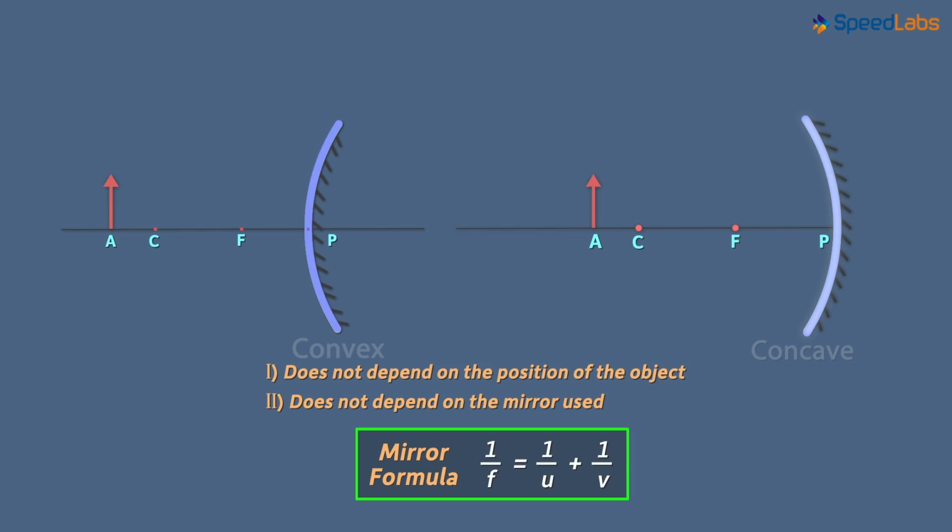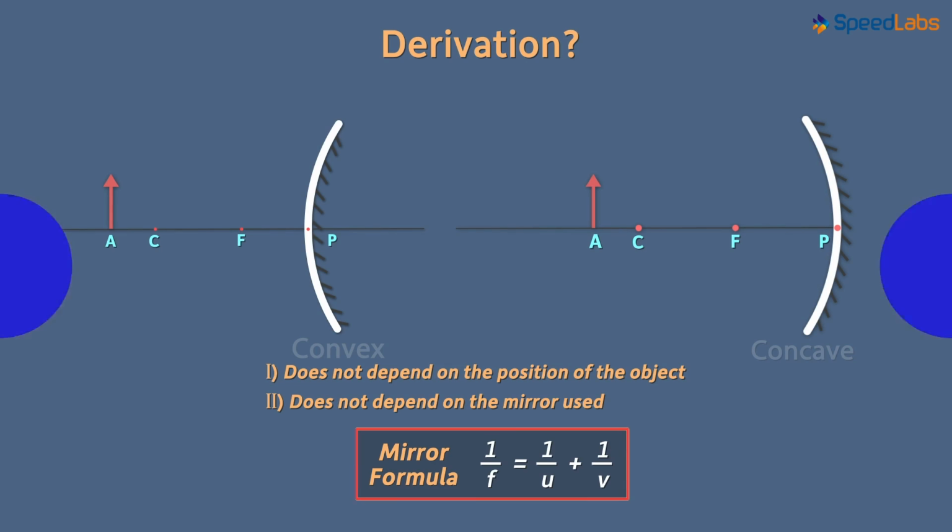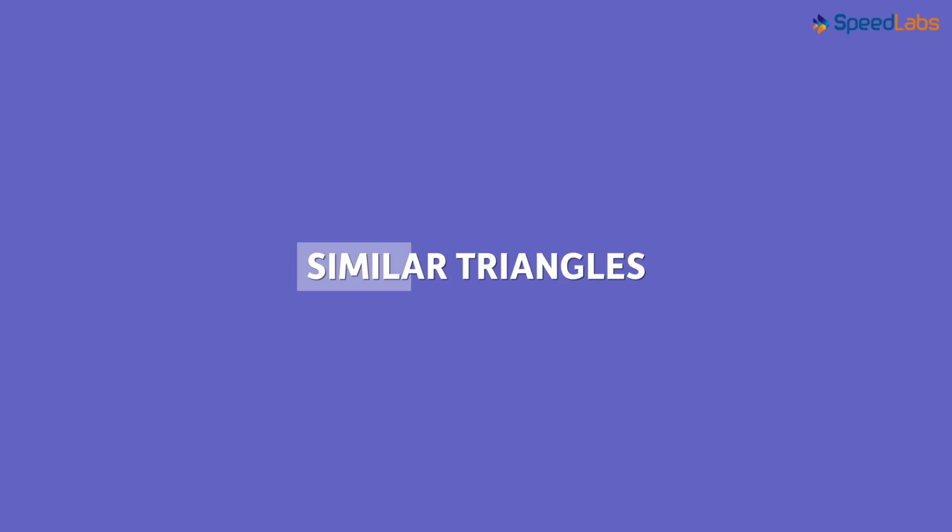Now the question is, how do we derive or prove this formula? There are many ways to derive the equation, but we will look at the easiest one. In order to derive this formula, we need to know only one thing, and that is the concept of similar triangles. You must have come across similar triangles many times in our math class. So let's review that first.